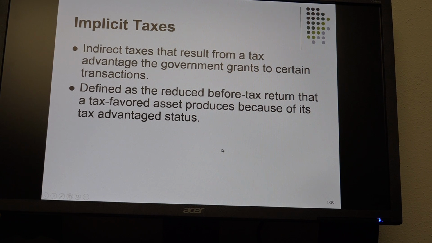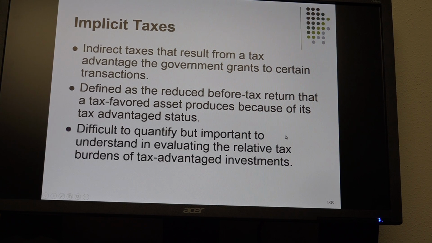And so the implicit tax is defined as the reduced before-tax return that a tax-favored asset produces because of its tax-advantaged status. It's difficult to quantify, but important to understand in evaluating the relative tax burdens of tax-advantaged investments.